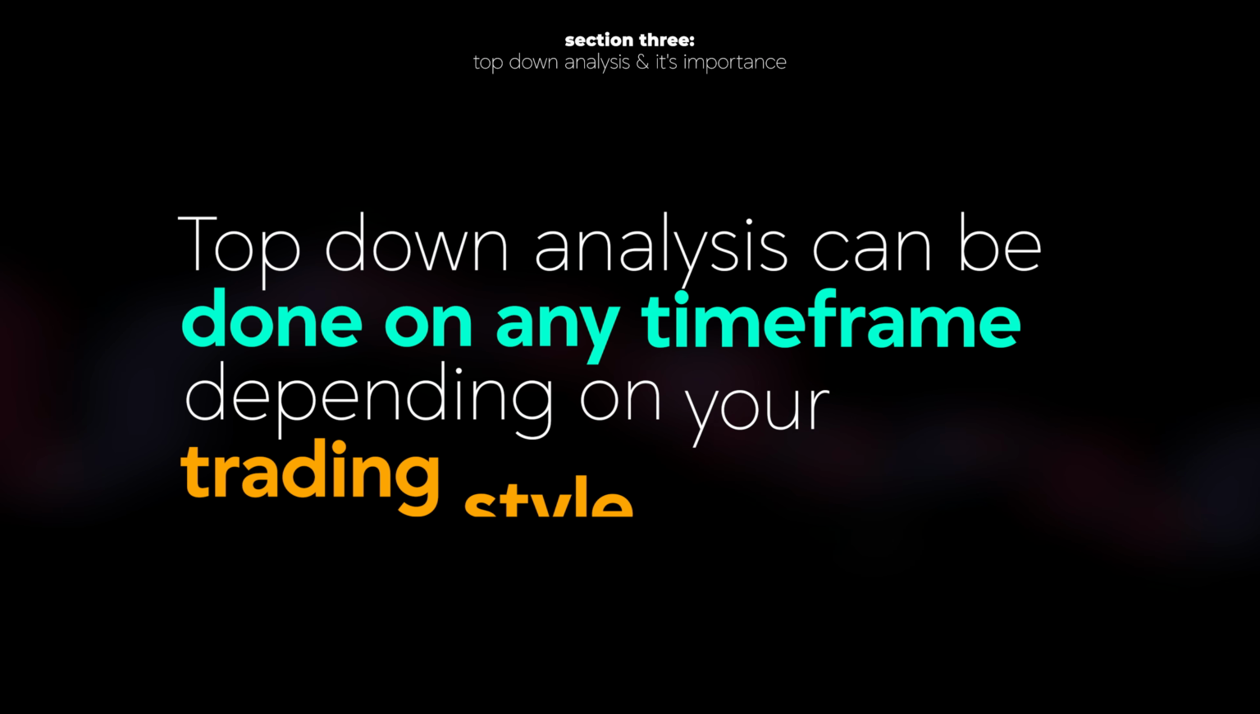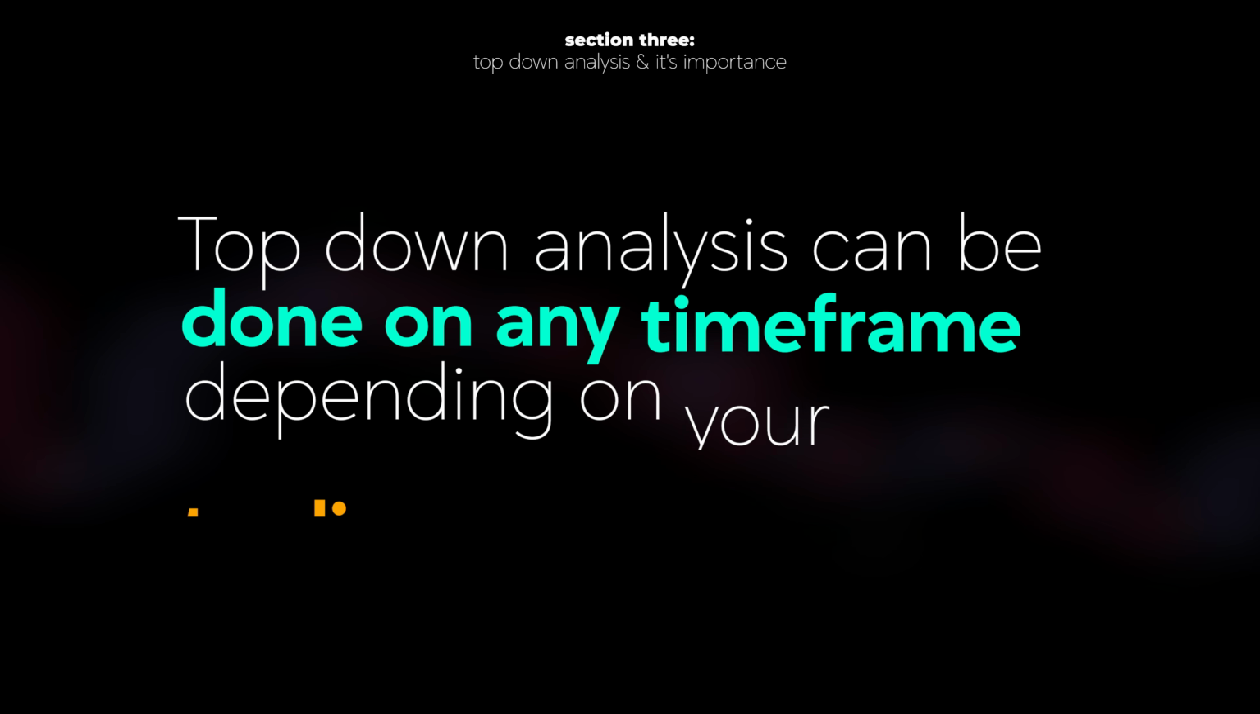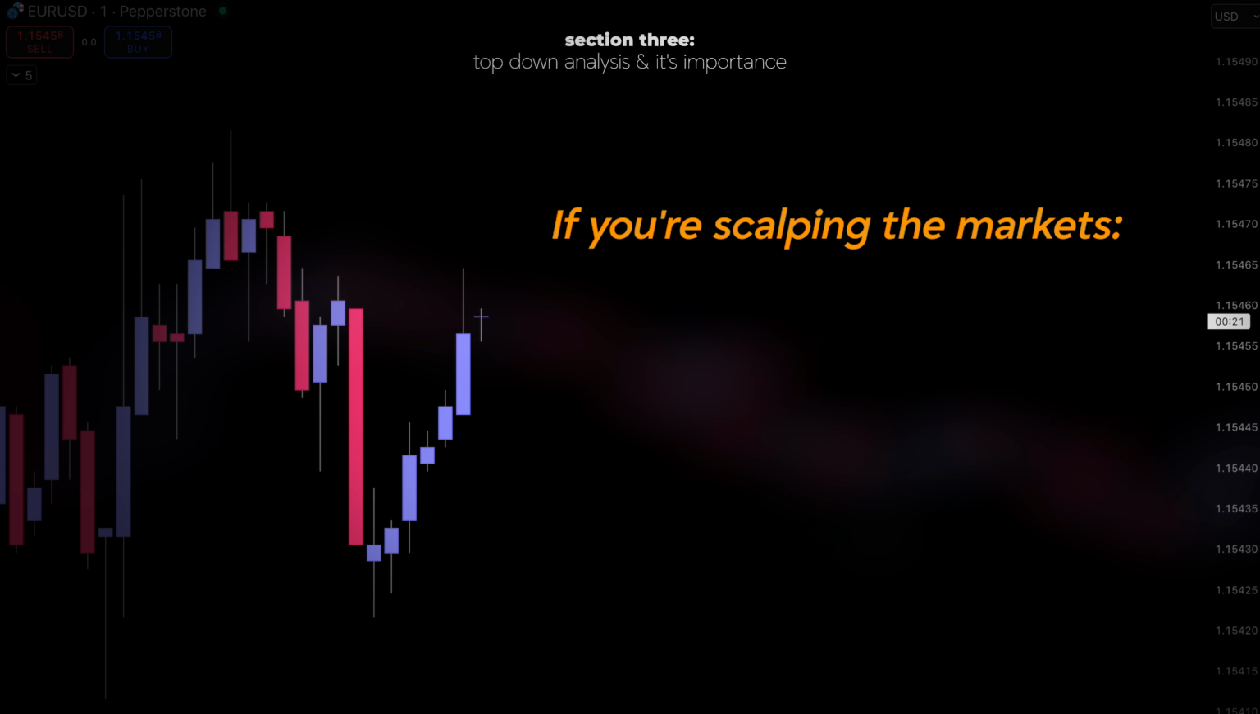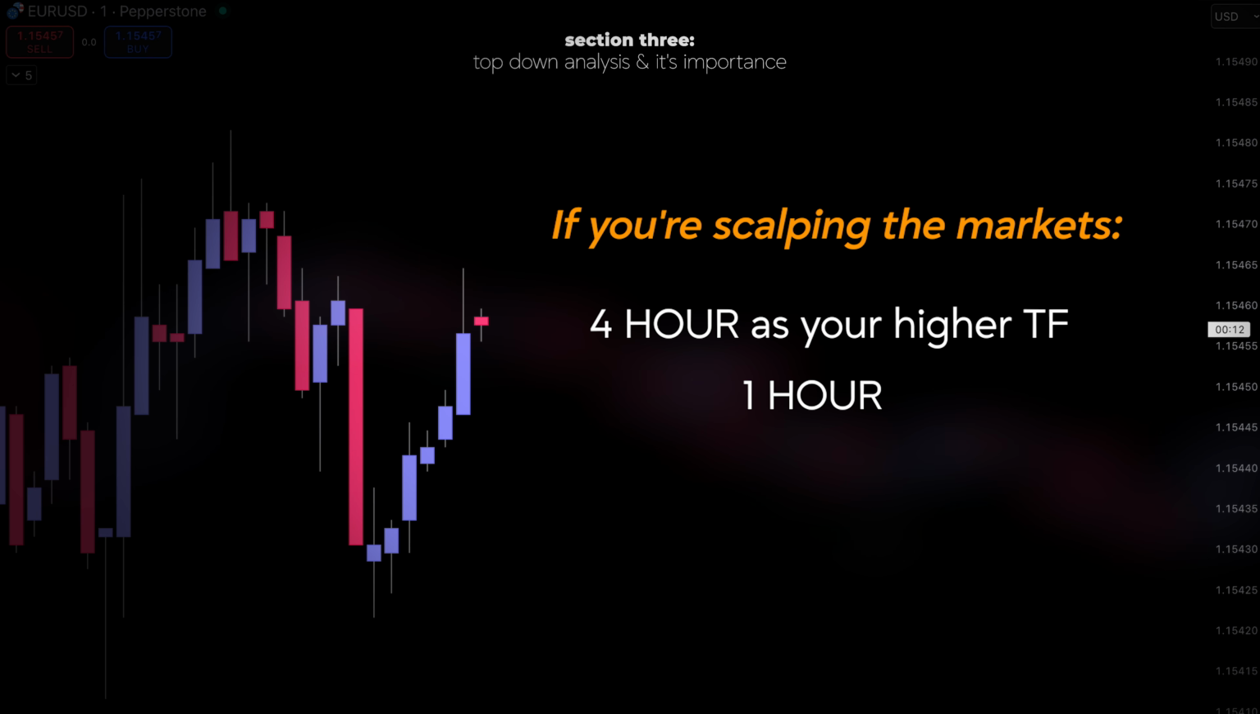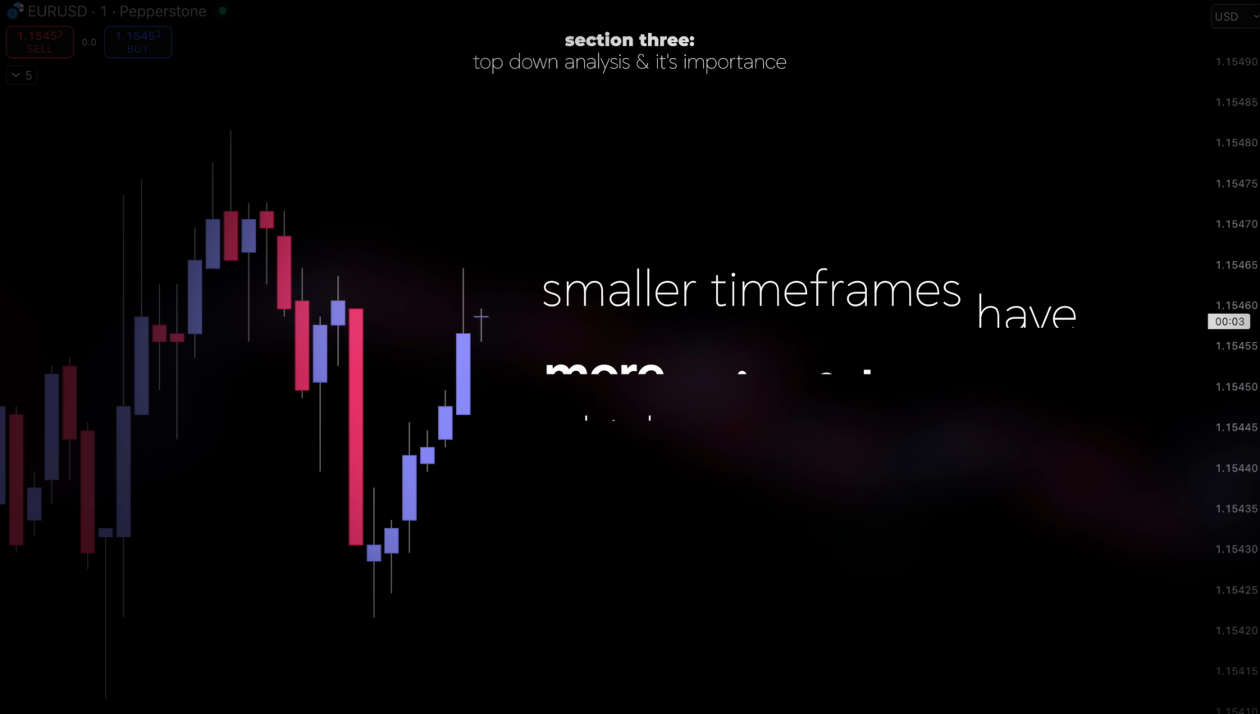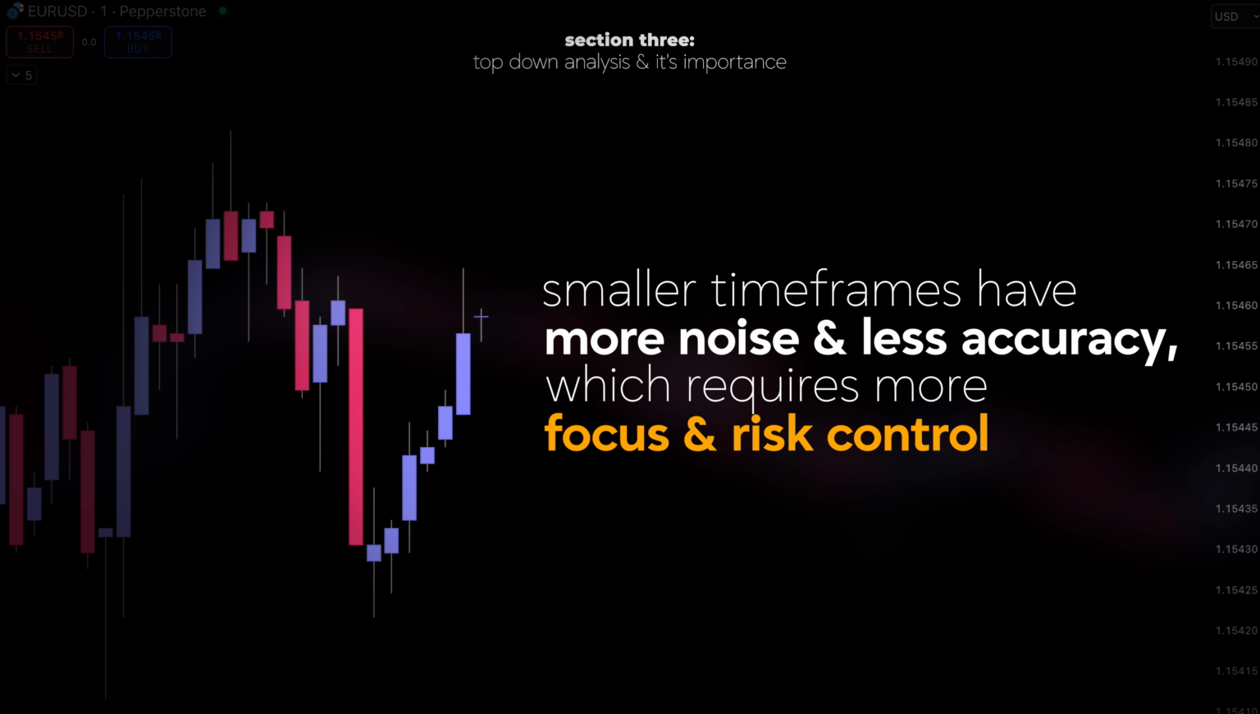There's one thing you should remember: top-down analysis can be done on any time frames depending on your trading style. If you are scalping, you can apply the same concept but with smaller time frames. For example, you can use the 4-hour as your higher time frame, then go down to the 1-hour, then 15-minute, then the 5-minute, and even enter on the 1-minute chart. The concept stays the same, only the time frames change. Of course, keep in mind that smaller time frames have much more noise and less accuracy, but that's absolutely normal when you're scalping the markets.